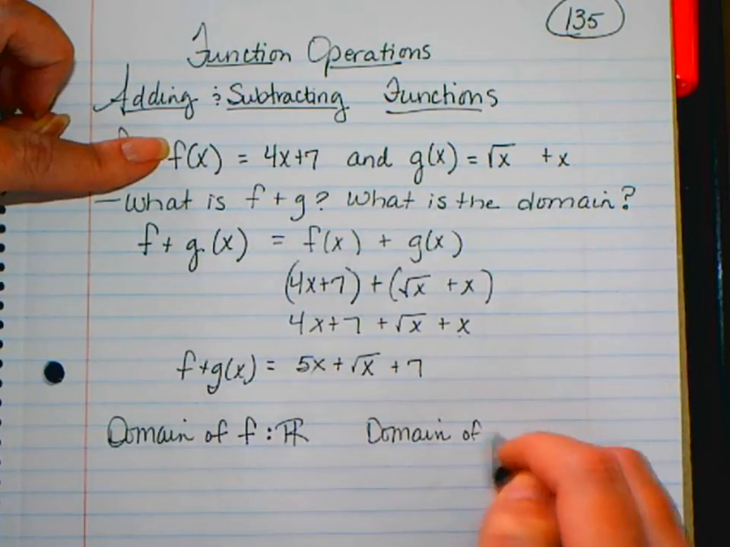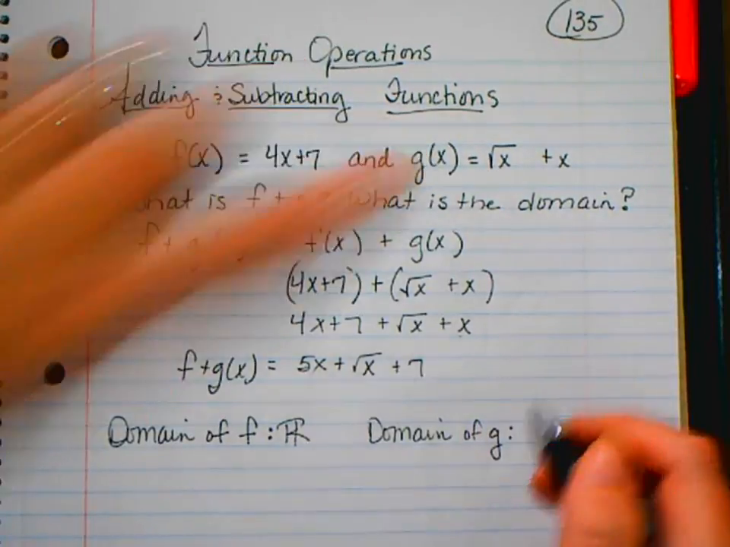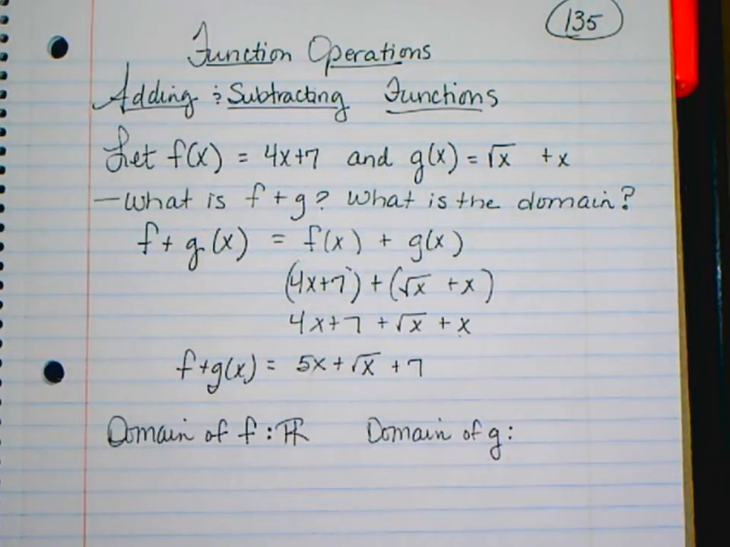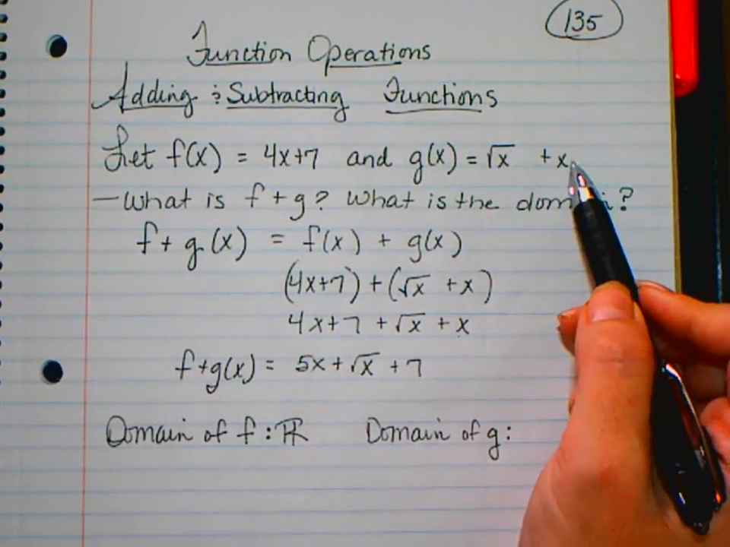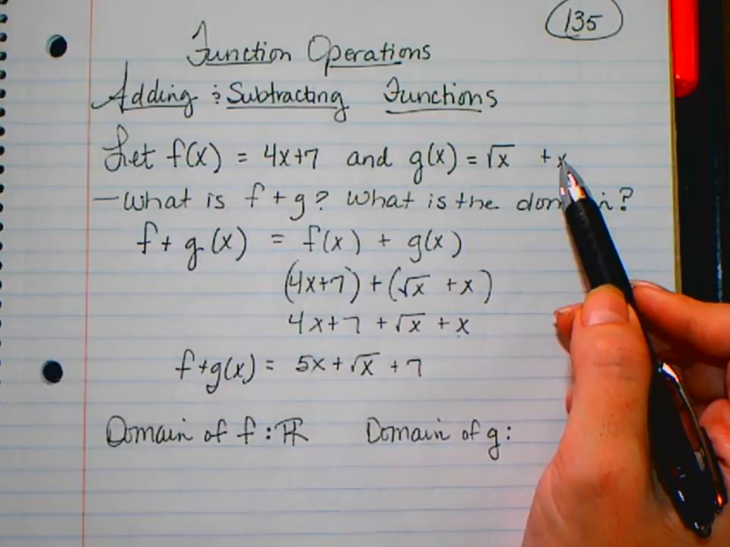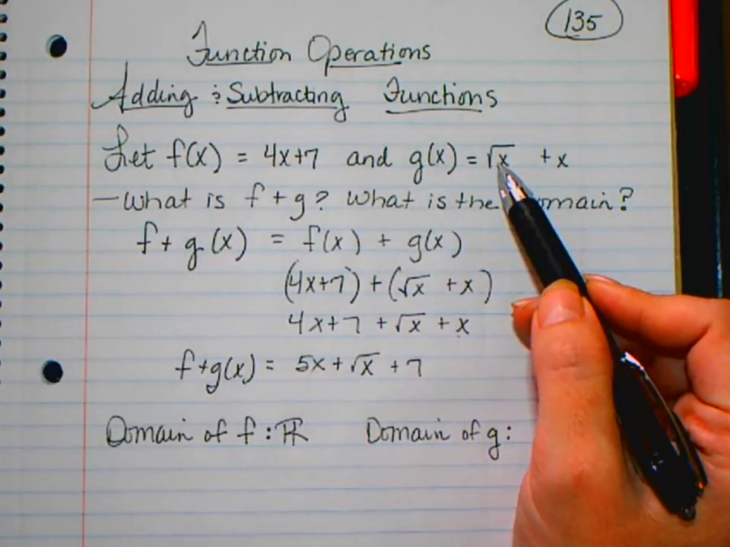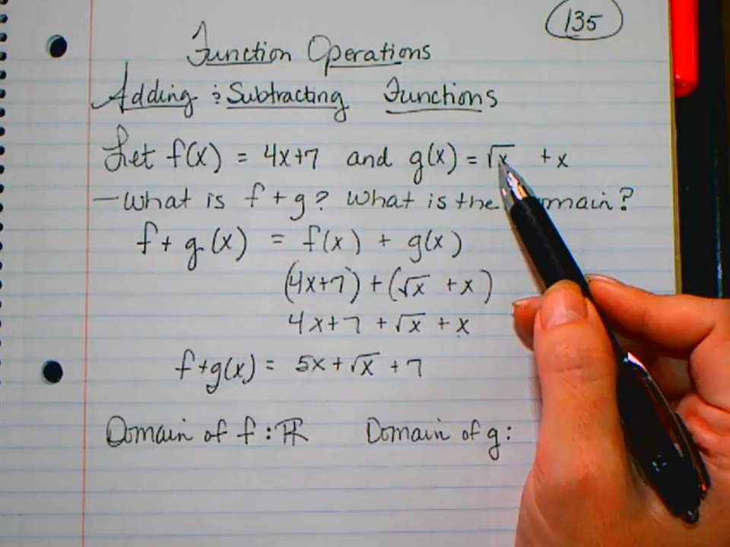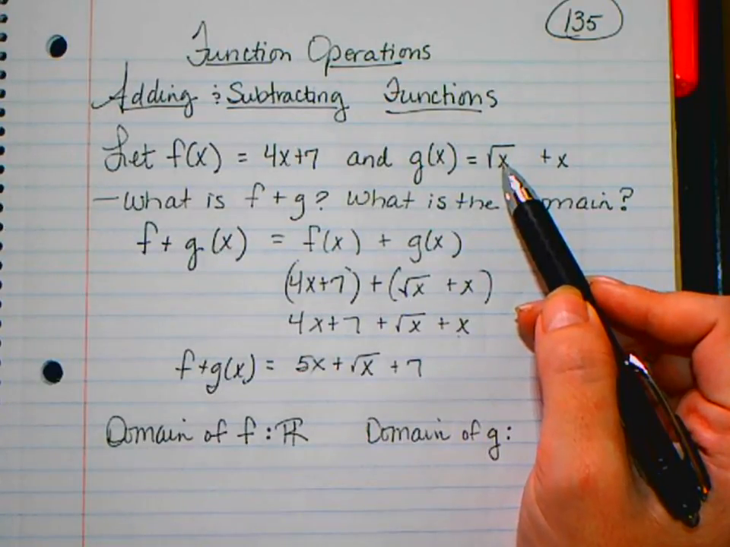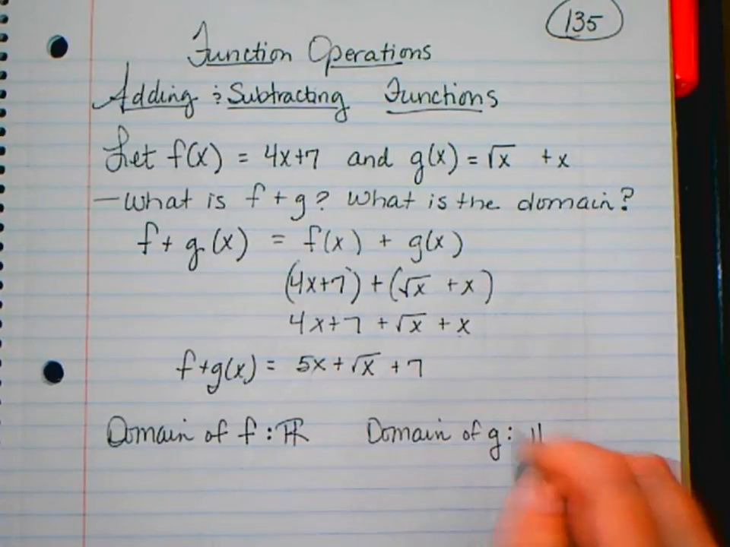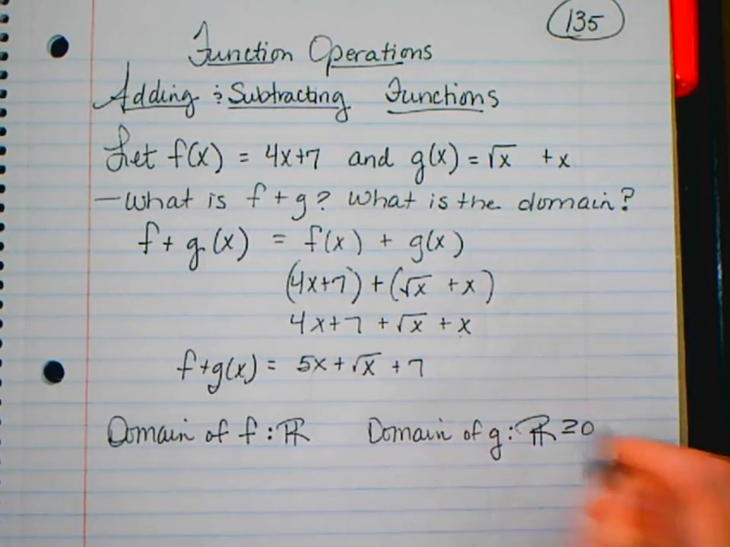What about the domain of g? Is there anything I can plug in for x that's not going to work? Any negatives? No negatives, right? Because g has that square root of x. This x is okay. If it was just this x, we could have all real numbers. But when we take the square root of a negative, we're going to get an imaginary number, right? Which is not on our graphs. We're just using real numbers on our graphs. So the domain of g is all real numbers greater than or equal to 0.